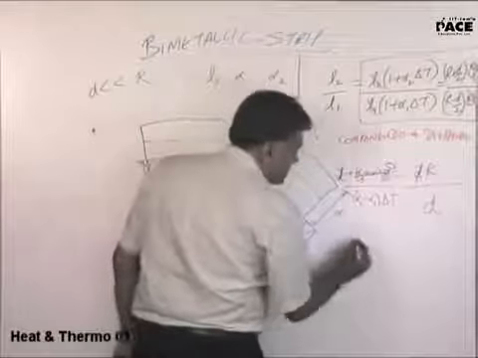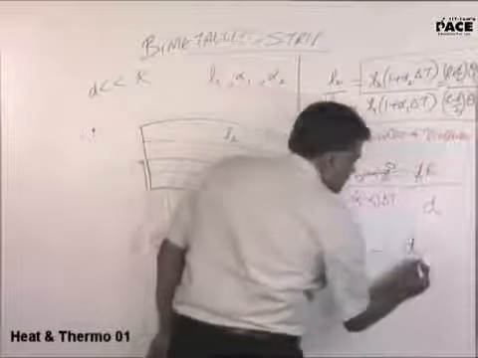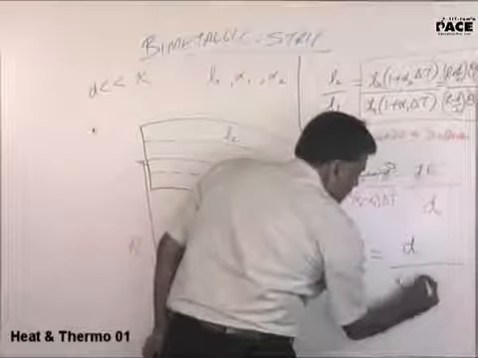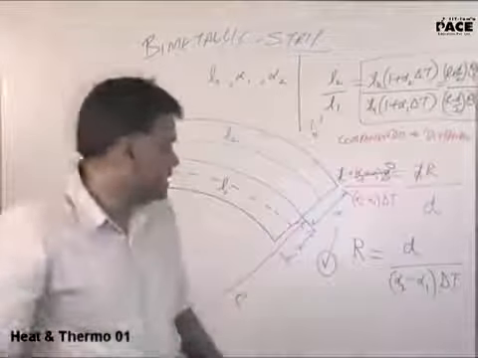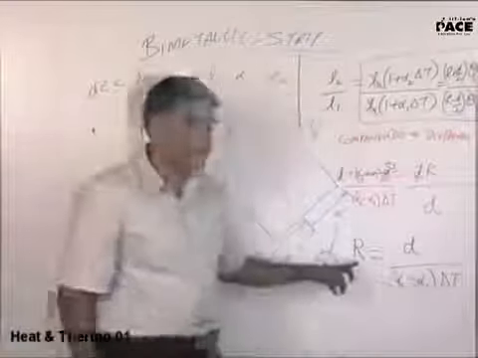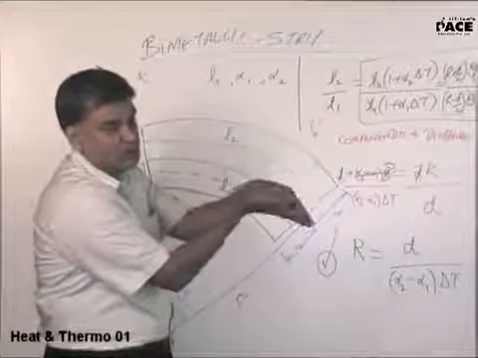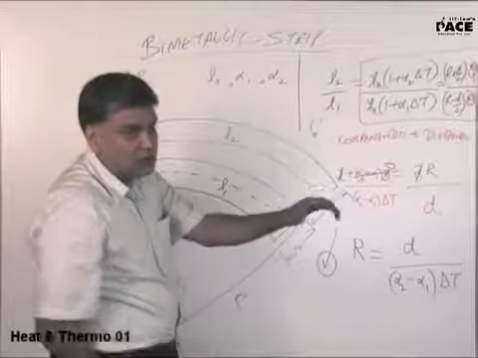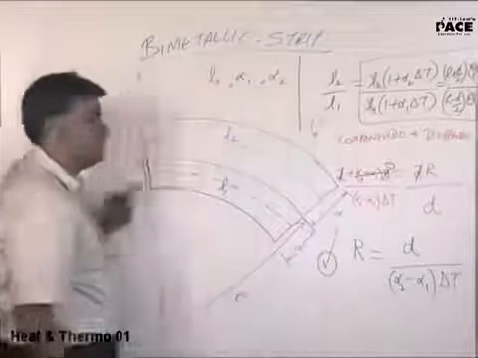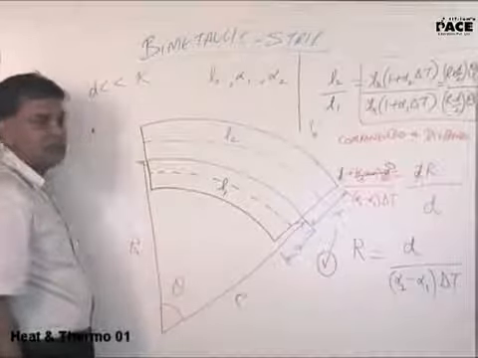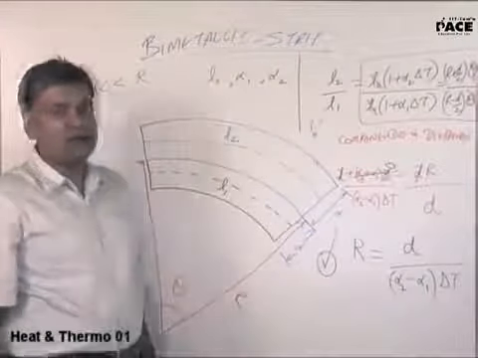So what do you get? You get radius equal to d upon (alpha 2 minus alpha 1) times delta t. As you increase the temperature, radius decreases. To begin with, radius is infinity. More is the temperature increase, more is the buckle. The radius will become smaller and smaller. It will curl up more. That's the idea of the bimetallic strip. R equals d upon (alpha 2 minus alpha 1) delta t.